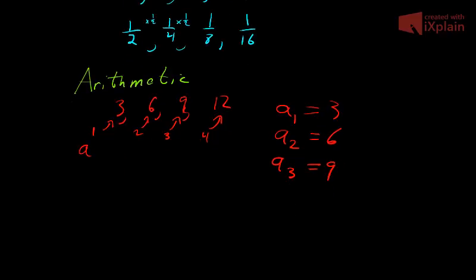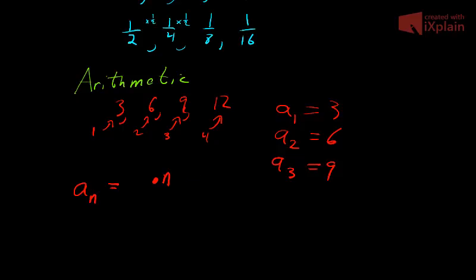So what we want to do is to be able to write a formula for this. So I can have an a sub n, and then I can plug in the n and figure out what the number is. What I need to do is to get 3 when I plug in for 1, to get 6 when I plug in for 2. So every time we have an arithmetic sequence, we're going to have something times n plus something else.